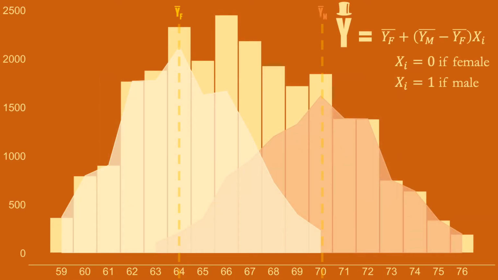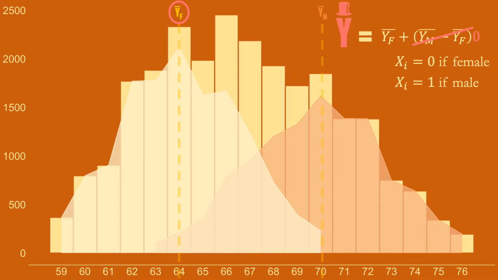I've put the model that we're using in the upper right hand of the screen, and we write out the two possible values of our x variable, 0 for females and 1 for males. If x equals 0, then we write 0 in place of x. Because anything times 0 equals 0, we can cancel out the whole second term. We end up with the mean height of females as our best guess when x equals 0.